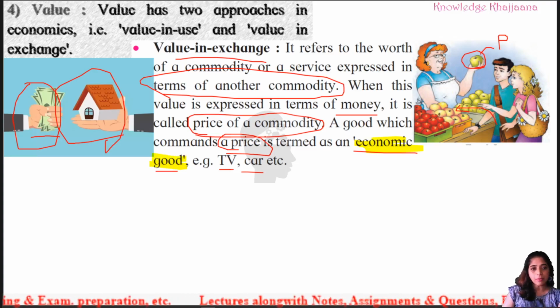For example, the price of a single Simla apple is, suppose, 40 rupees. If the price is 40 rupees, then you have to pay 40 rupees only, not 10 rupees or 20 rupees, only 40 rupees. So that is actually the price of that commodity.